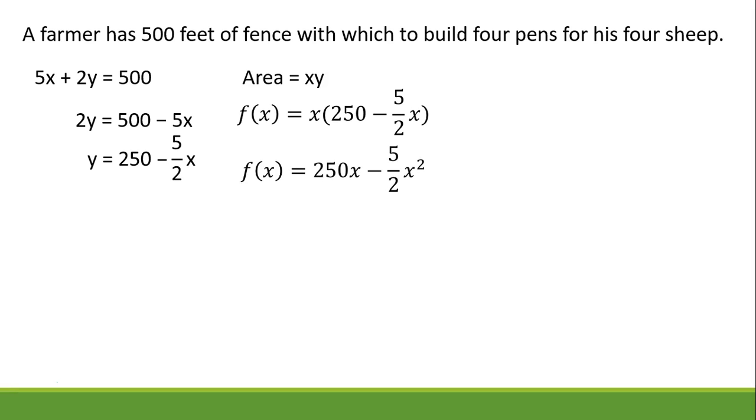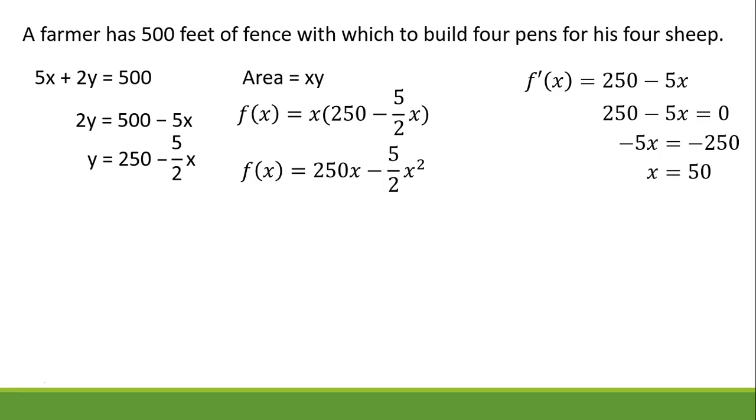But before we take the derivative, we might want to go ahead and distribute the x to make the derivative a little easier to take. If we don't do that, then we're going to have to use a product rule to take the derivative, and that's a little bit messier. So now we can take the derivative of our area function, and since we want to maximize it, we'll set it equal to 0 and find our critical value, which is 50.